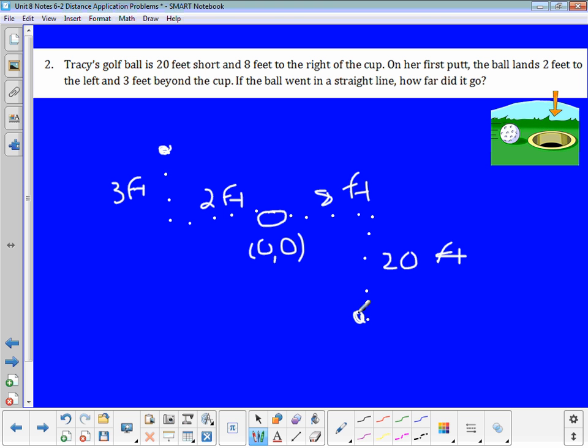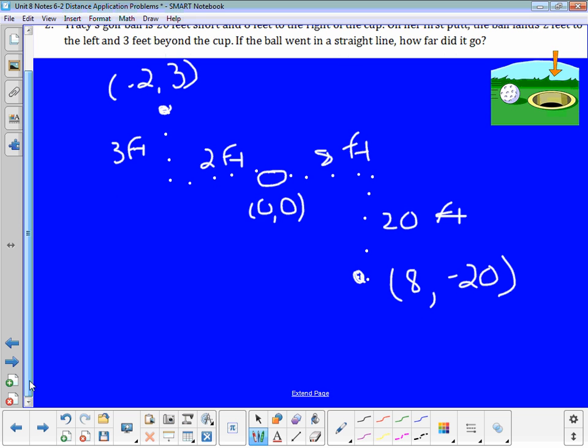So this is the point 0, 0. This point right here, I'm going right 8. So right is always positive, left is always negative. So I'm going right 8, down is negative, so I'm going down 20. So the coordinate point of this point over here is 8, negative 20. Now over here, we're going left 2 and up 3. Okay, so that's our distance for there.